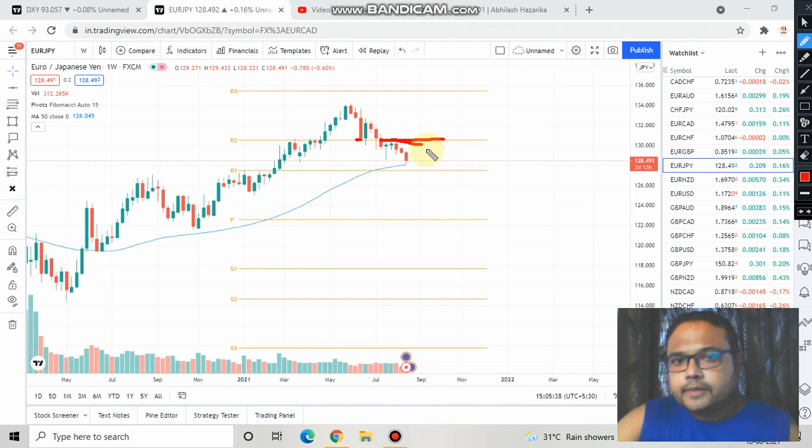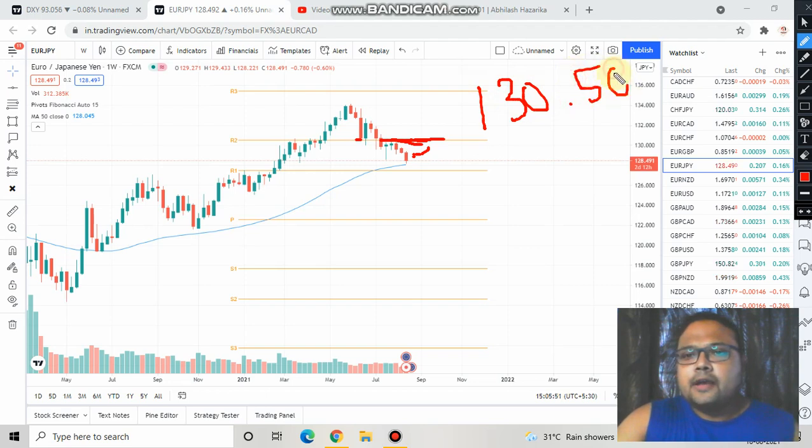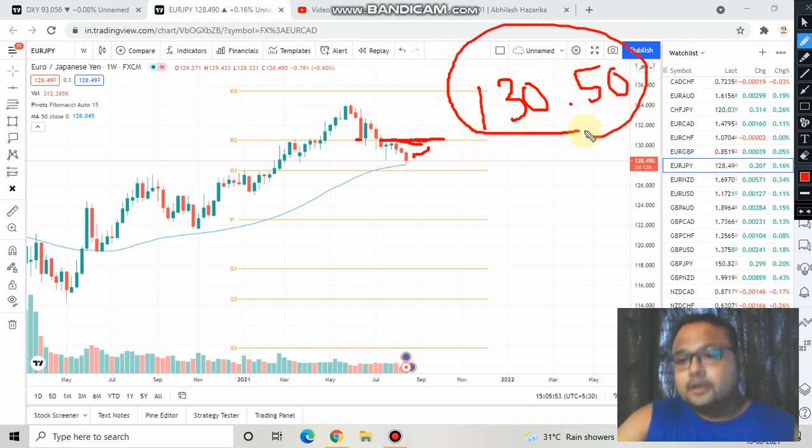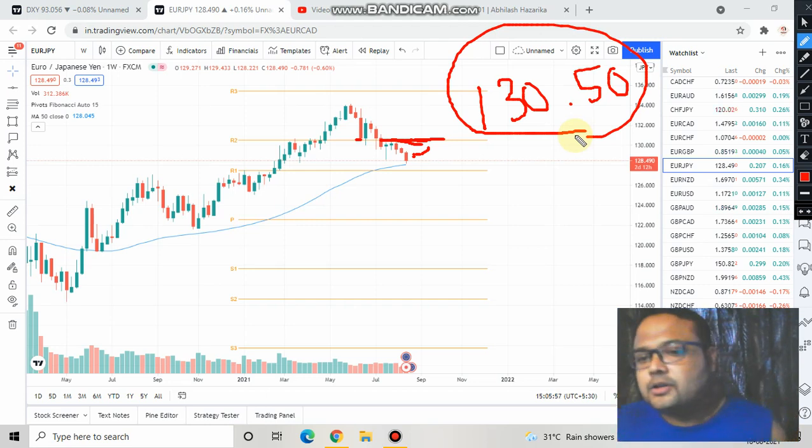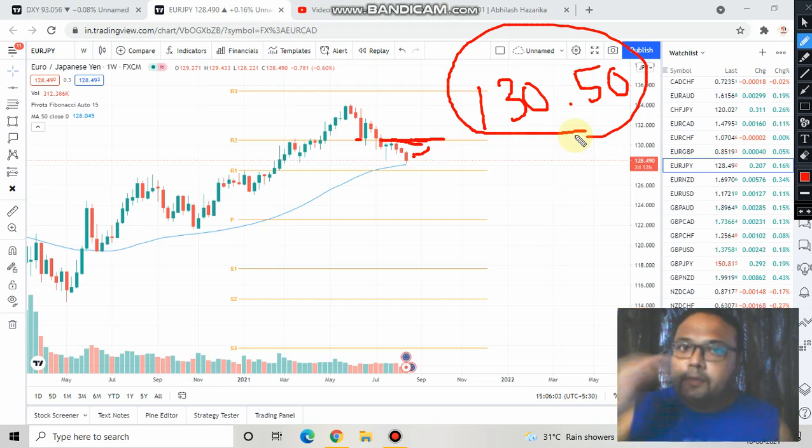So we can hope that whenever the market goes up from here, the market will face resistance at this level, 130.50, and we will get a good opportunity to short the market. I'm not saying that the market will reach the 130.50 level today, tomorrow, or the day after tomorrow. In the future also, whenever the market goes up, it will face resistance at this level, and you will get a good opportunity to short the market.